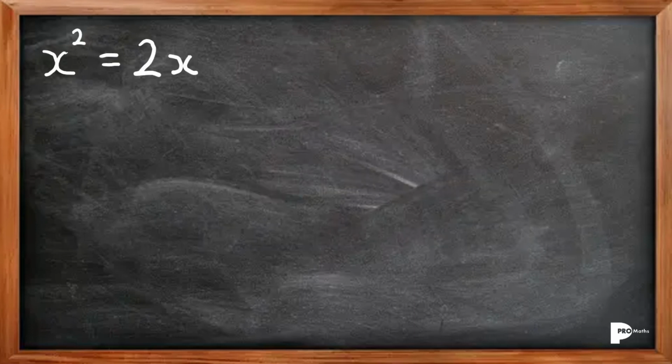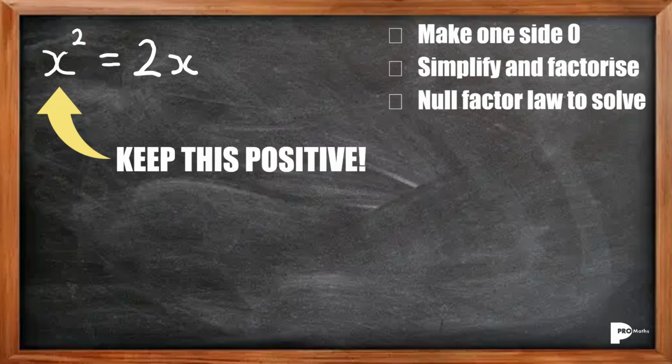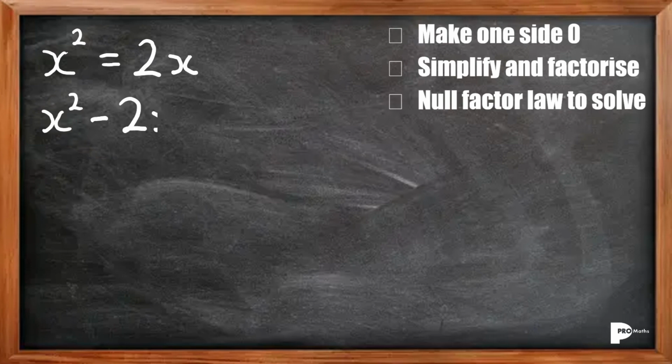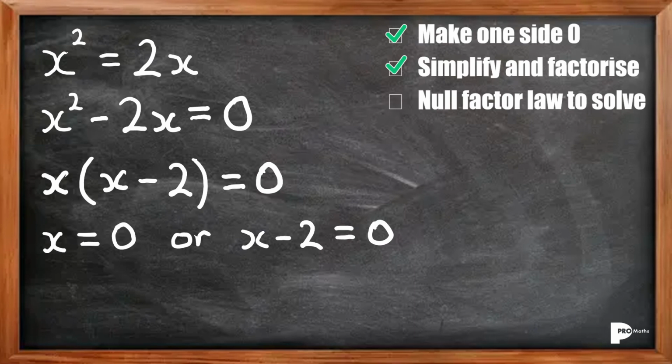Let's solve x squared equals 2x. Make one side 0. We want to keep the x squared term positive for ease always, so we're going to make the right hand side 0. We get x squared minus 2x equals 0. Factorize. X outside of x minus 2 equals 0. Use the null factor law to solve. X equals 0 or x minus 2 equals 0. So x equals 0 or x equals 2.